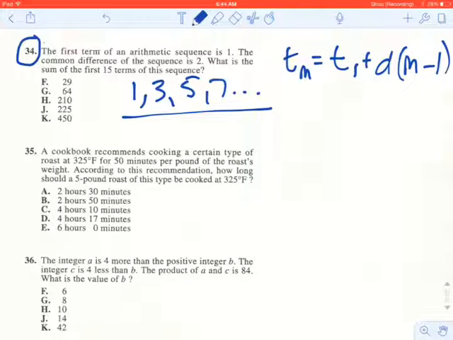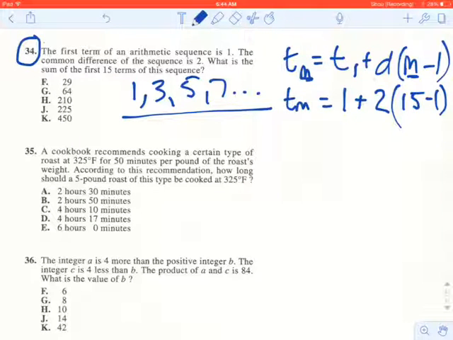So we're looking first for the last term in this sequence. M we're going to say is 15, so T sub m will equal our first term, which is 1, plus our d, which is our difference of 2, times m minus 1. This m and this m have to be the same, 15, so 15 minus 1. So we get T sub m is, well, 15 minus 1 is 14, times 2 is 28, plus 1 is 29.